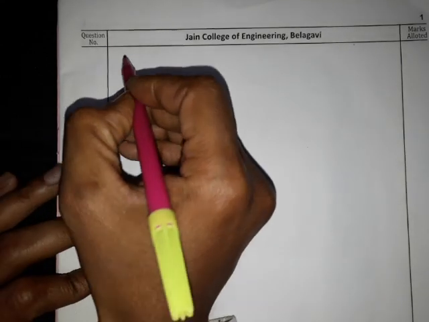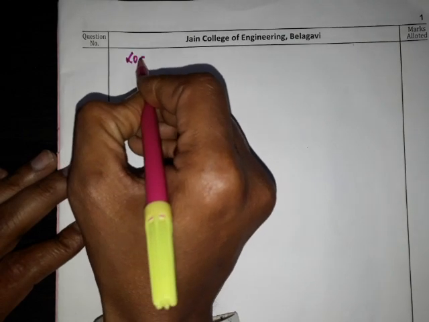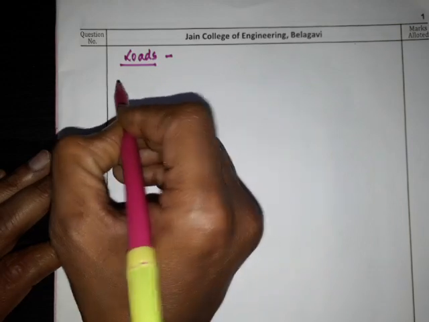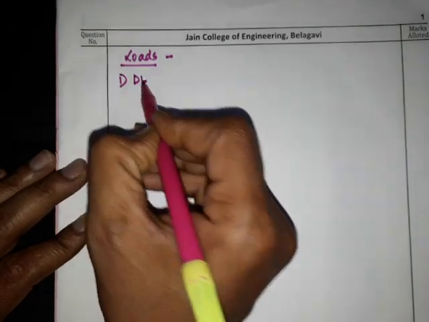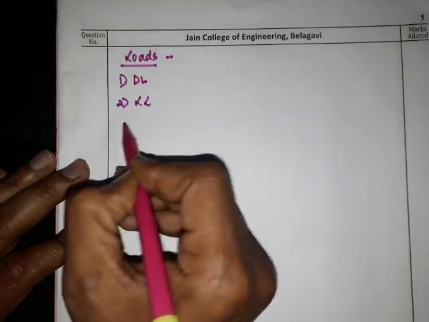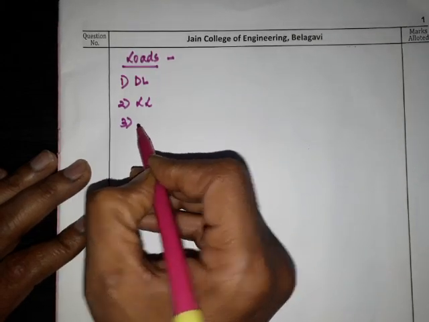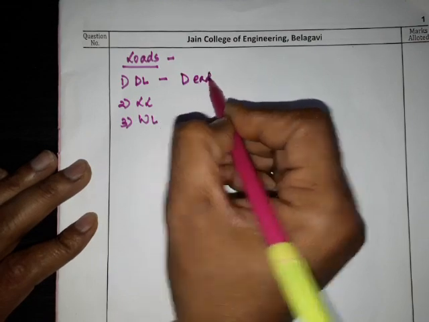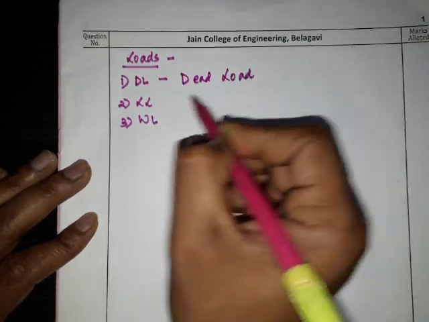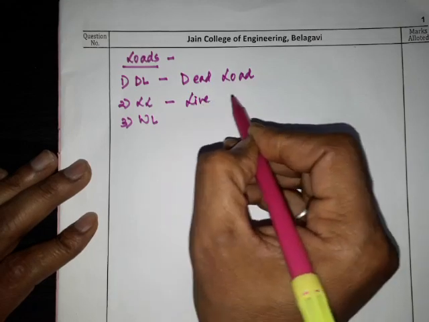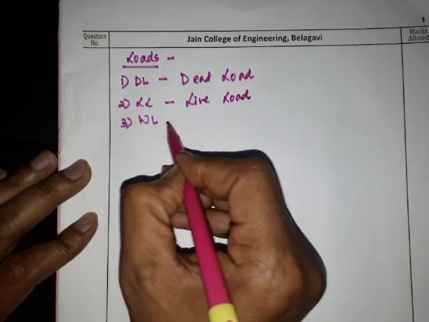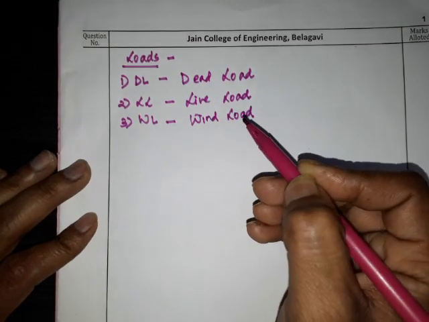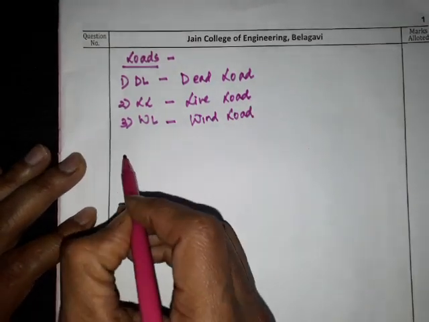So generally, loads acting over the roof truss are, first of all, the dead load, then live load, then the third one, which is very important, the wind load. So first is dead load, then we have live load, then we have wind load, which is very important here. In the design of truss, the wind load is very important. So first of all, dead load.